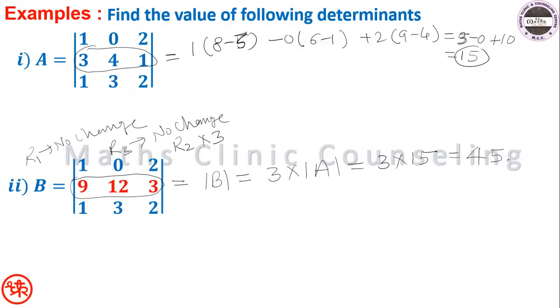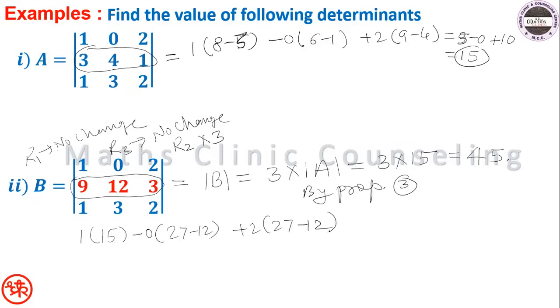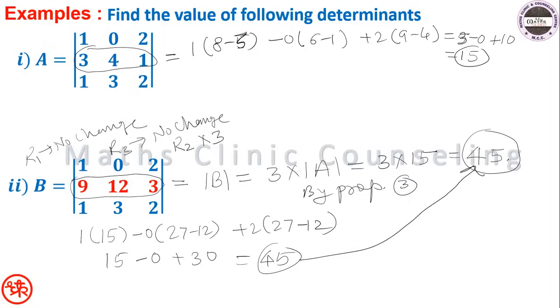You can check. This is the direct answer by the property. So you can check here: 1 multiplied by 24 minus 9, that is 15, minus 0 into 27 minus 12, plus 2 into 27 minus 12. So here it is 15 minus 0 plus 30. What is it? 45. And by applying the property, what answer do we find? 45. So did you understand?